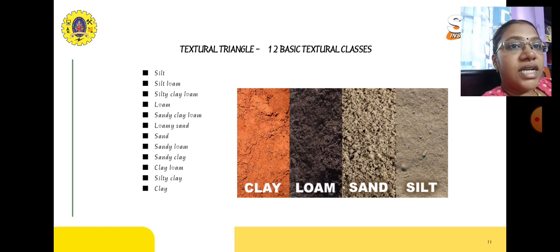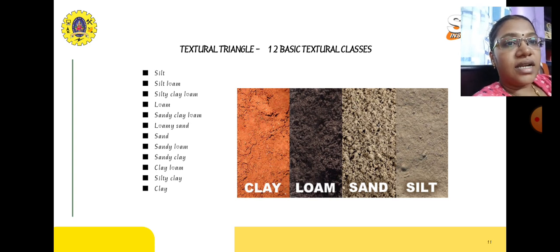So this is the texture triangle where 12 basic texture classes have been given. They are clay, loam, sand and silt, silt loam, silty clay loam, loam, sandy clay loam, loamy sand, sandy loam, sandy clay, clay loam, silty clay, and clay. So these are the 12 basic textural classes that are derived.